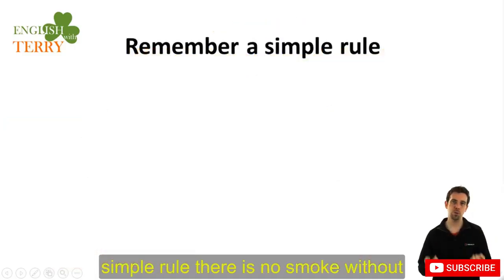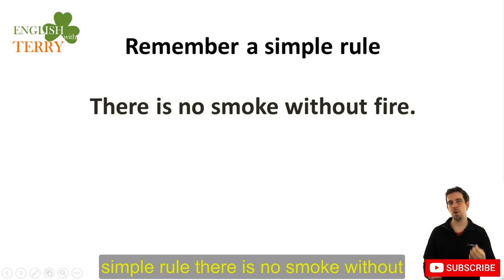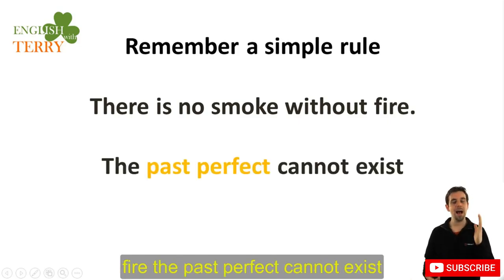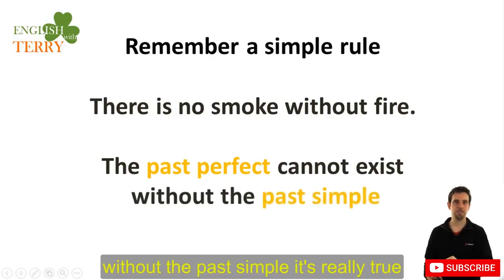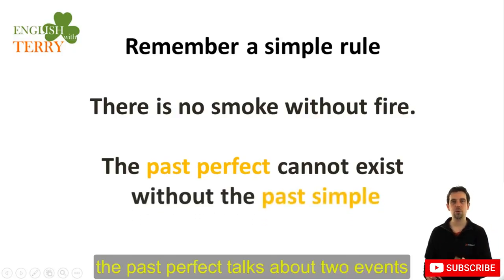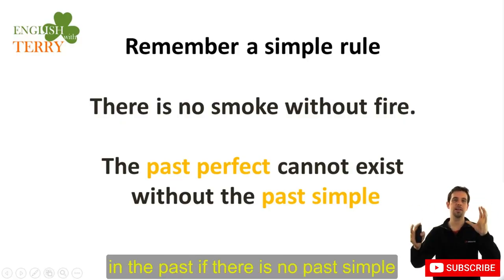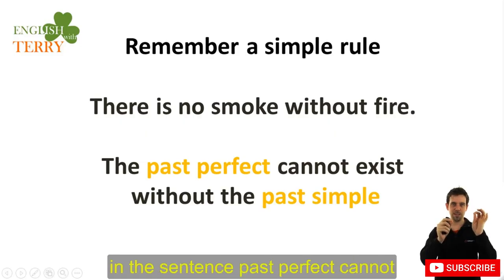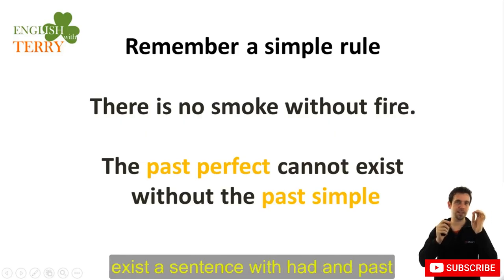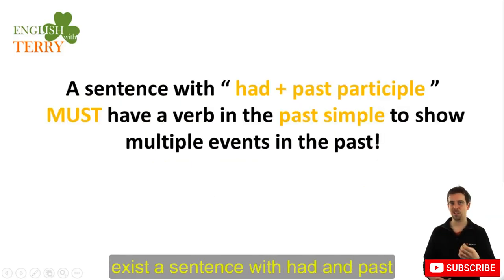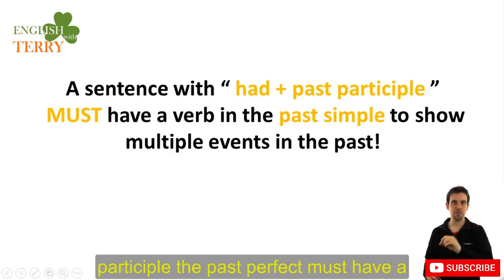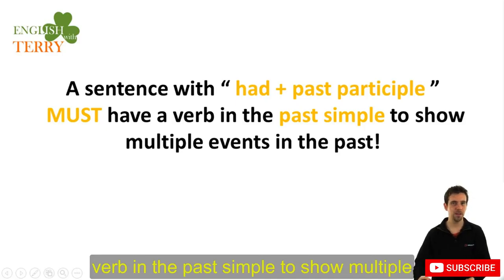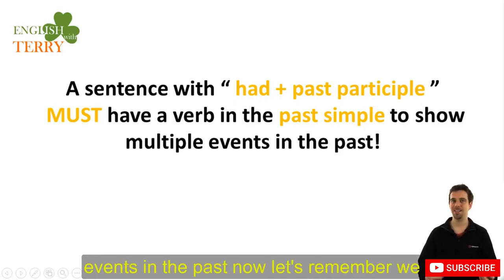Remember a simple rule. There is no smoke without fire. The past perfect cannot exist without the past simple. It's really true. The past perfect talks about two events in the past. If there is no past simple in the sentence, the past perfect cannot exist. A sentence with had and past participle, the past perfect, must have a verb in the past simple to show multiple events in the past.